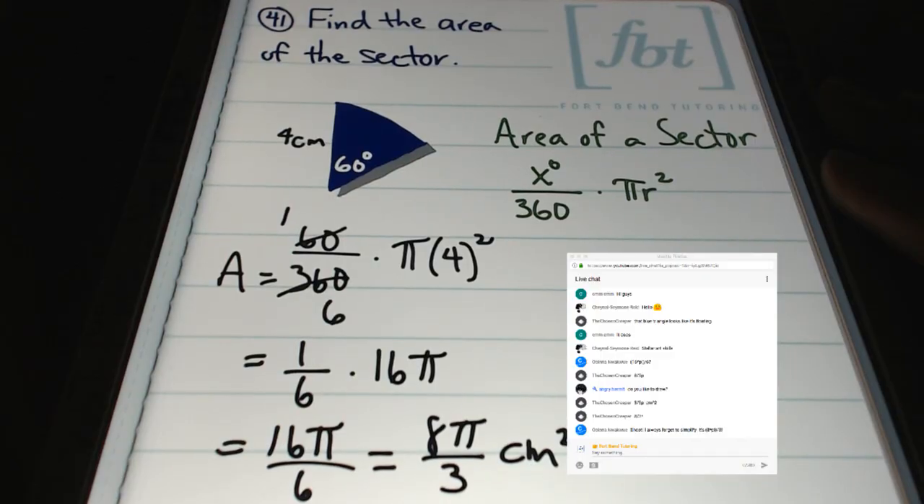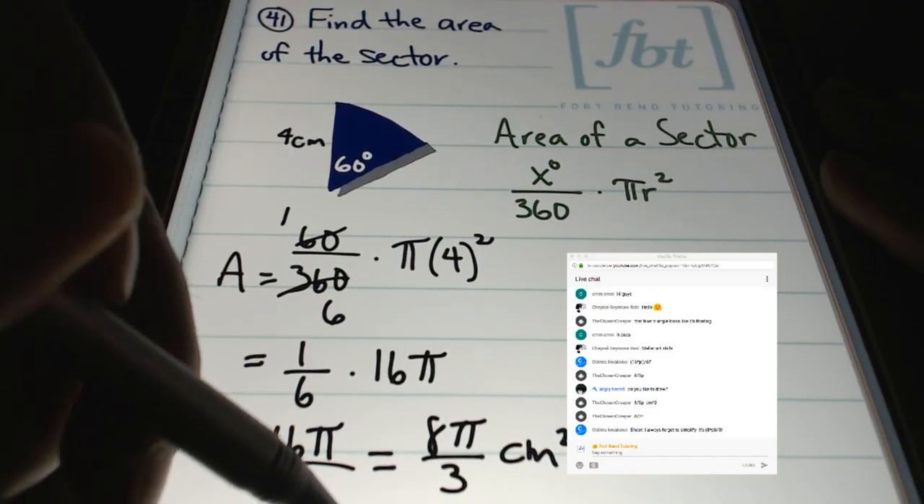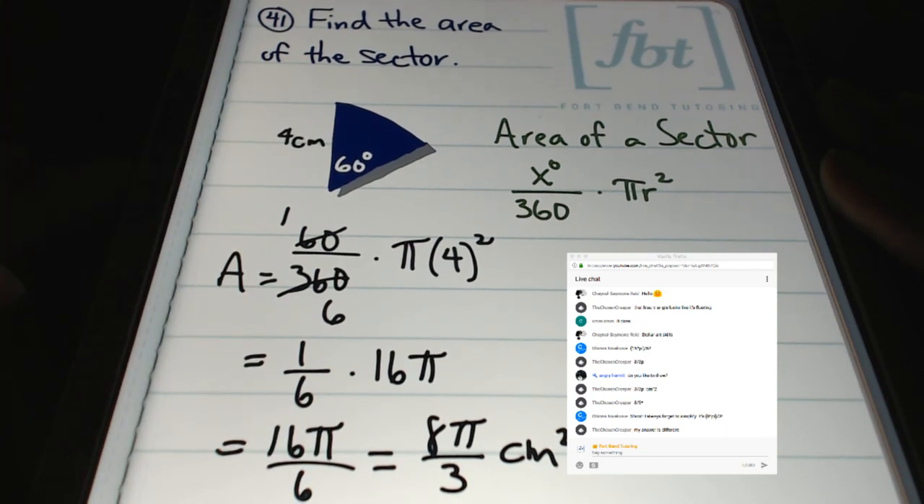You got to simplify it. That's right. Got to simplify it. So Obina says she forgot to simplify. It's going to be 8 pi divided by 3. Absolutely. Angry Herman says, do I like to draw? Sometimes, yeah. I don't do it regularly, though.